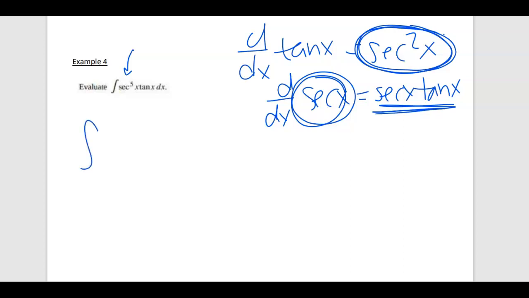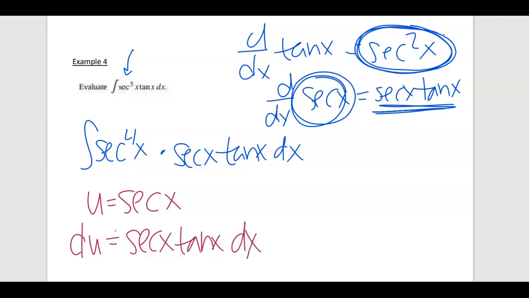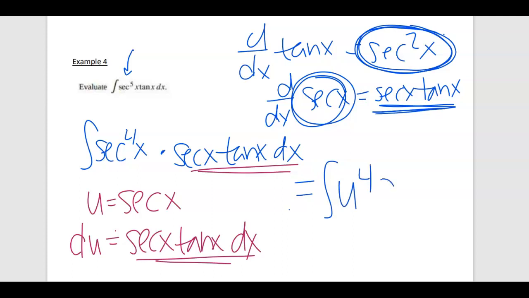So integral of secant to the 4th times secant x tangent x. And when I do that, I'm going to say let u be equal to secant x, so that du is secant x tangent x dx, and that's exactly what I have here. So I'm going to rewrite that as the integral of u to the 4th du, which is 1/5 u to the 5th, so secant to the 5th plus c.